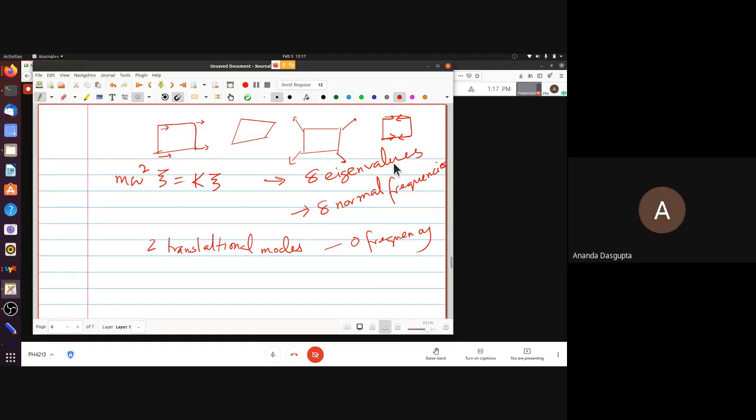In this case, I've taken a very simple example, so most of the normal modes can be identified just by thought. In fact, the one which you have come up with is another normal mode of oscillation.